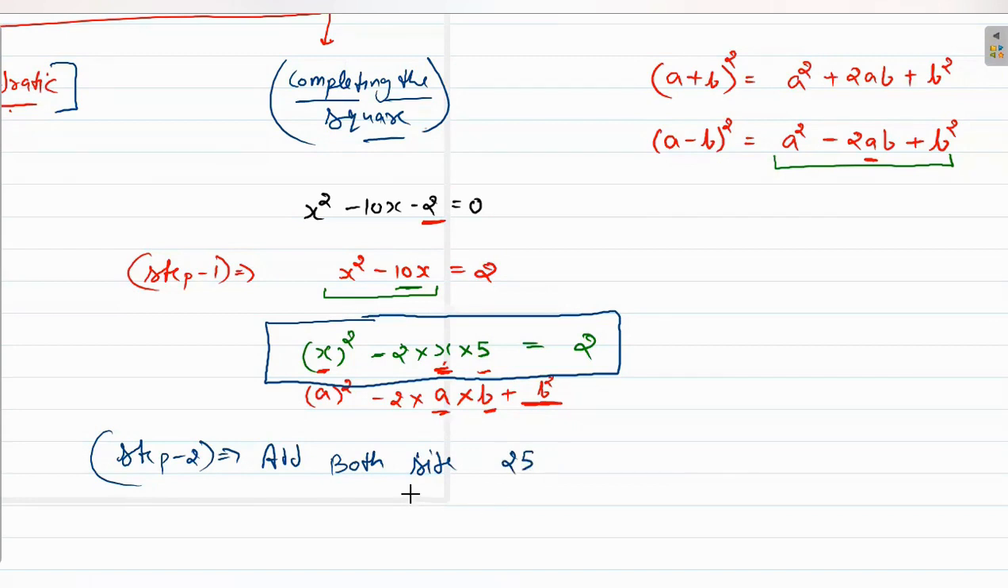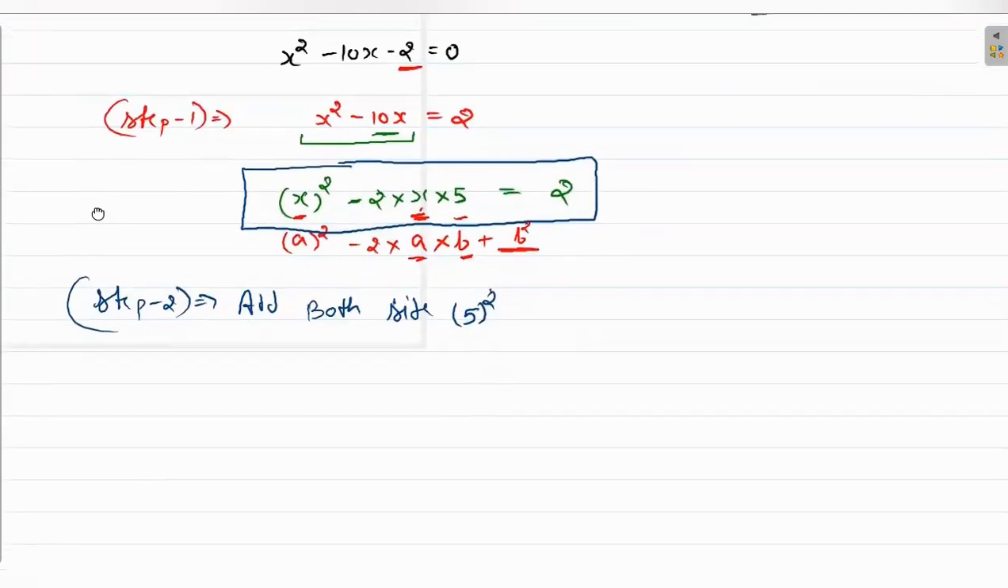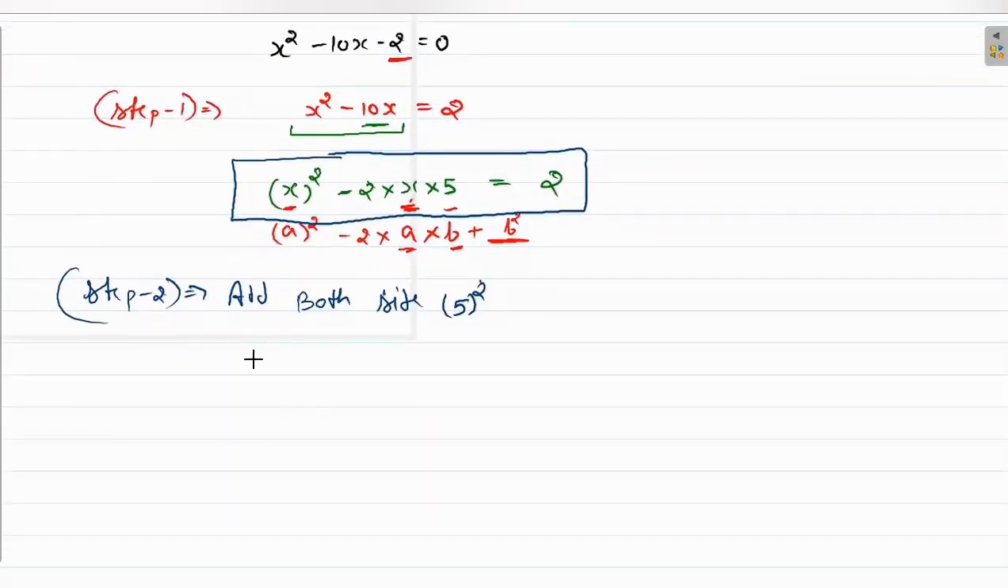So what will you get? You can write 5 square, that would be better. So what will this equation look like later on? x square will remain the same, minus 2 times x times 5 remains the same, and plus 5 square I got on this side and plus 5 square on that side as well. But isn't there already a plus 2? Plus 2 is already there, but we are adding 5 square on both sides, okay?